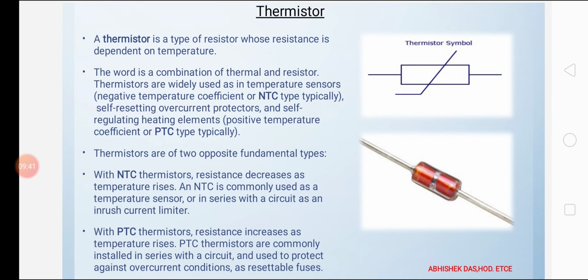The applications of thermistor are: they are used to measure temperature, they are used to control the temperature, and they are used for temperature compensation. They can measure power and high frequency. They can measure thermal conductivity and they provide time delay.